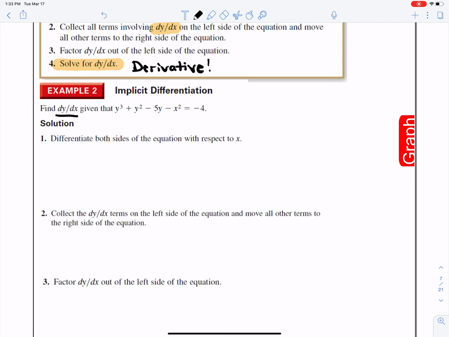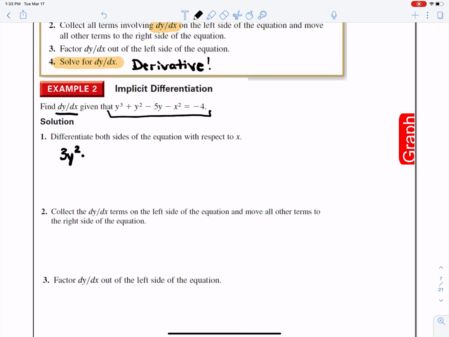Find the derivative given that here's my relation. We want to find the derivative of this relation. The derivative of y cubed is 3y squared, and because it's a y term, the derivative of y is y prime, plus the derivative of y squared is 2y. The derivative of y itself is y prime, so we're kind of using chain rule on all the y terms. The derivative of negative 5y is negative 5, but the derivative of y itself is y prime, minus the derivative of x squared is 2x, which equals, and the derivative of negative 4 equals 0.